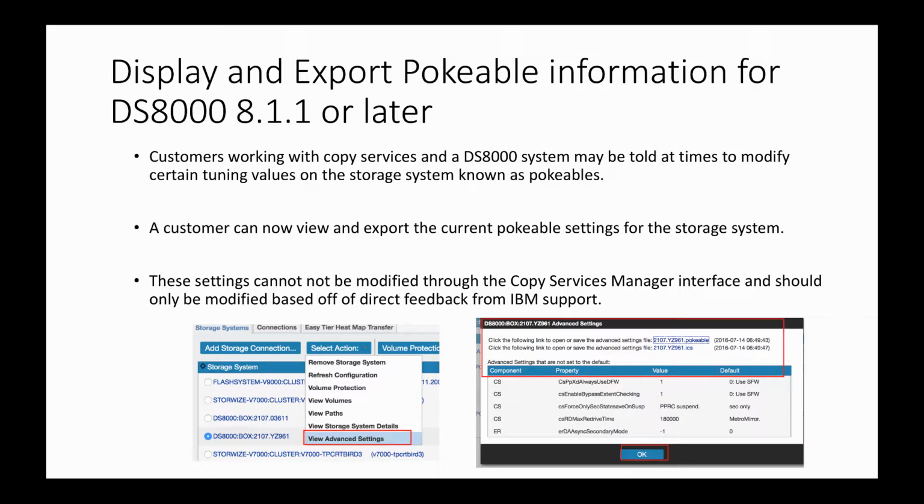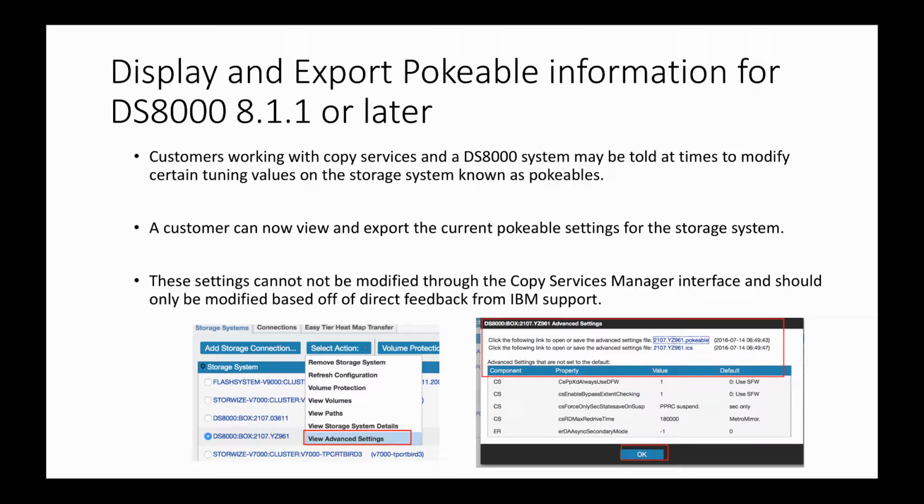Alright, one of the other features we put into 6.13 was the ability to display and export what we call pokeable information on the DS8000. So this is a very advanced feature, only for certain customers. The idea is that there are some pokeable values in certain customer environments that allow the customer to tune the copy services in particular environments, but some of these values didn't persist over IPLs or upgrades. So a customer wanted the ability to view what they have changed in order to make sure that they didn't need to rechange it or set it back.